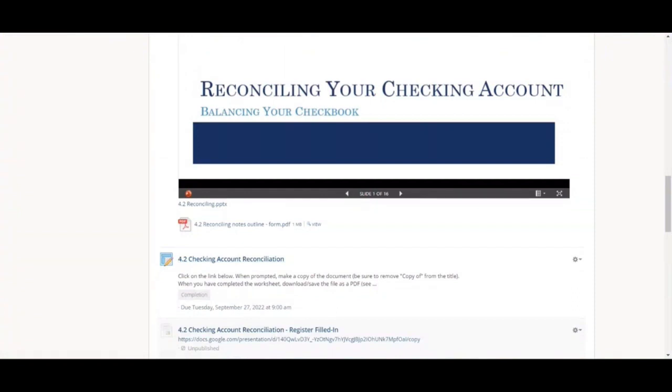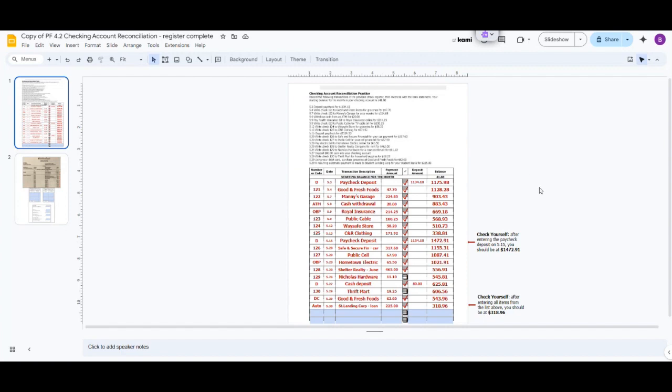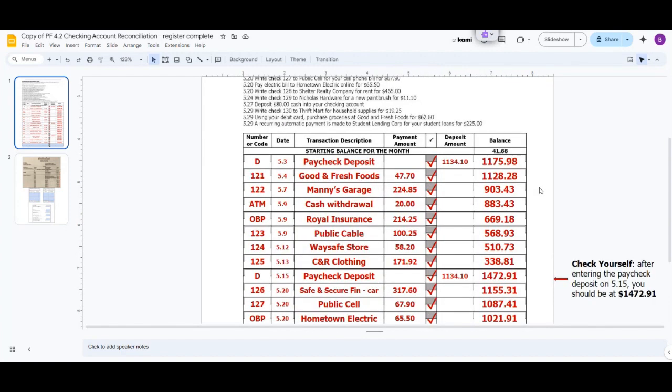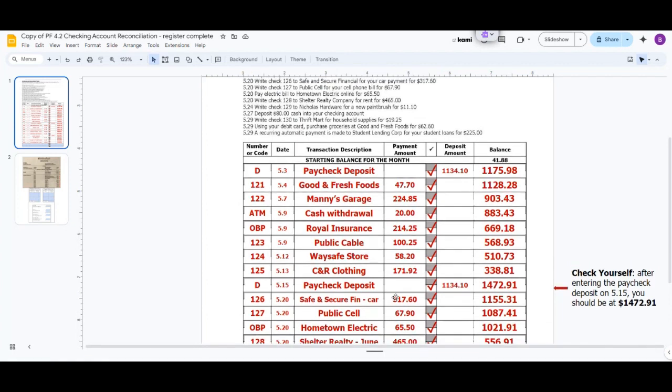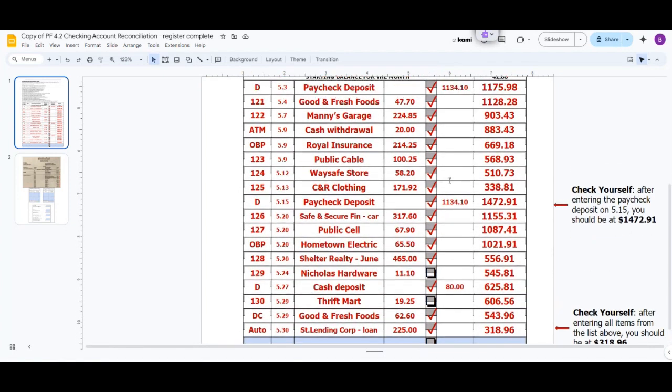Yesterday, we looked at check reconciliation. And on the 4.2 page, you had this checking account reconciliation worksheet. So what I've done, just to save a little bit of time, is I have already gone through and added all of these transactions down to this check register.